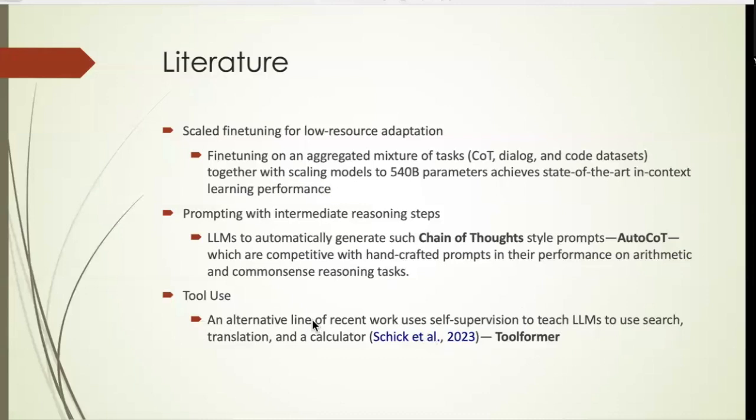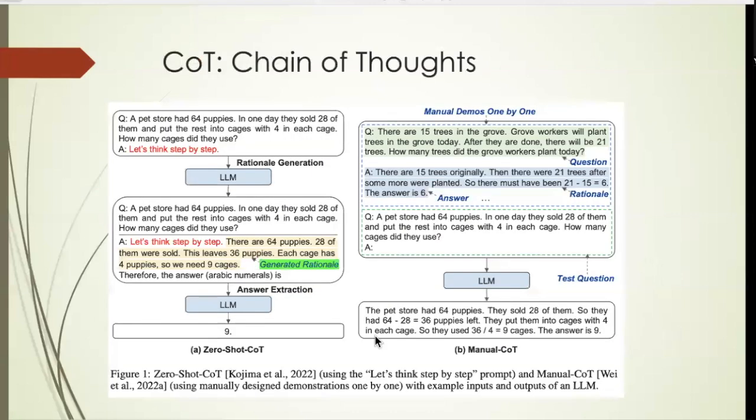So that's the baselines, especially the auto chain of thoughts and the Toolformer. Here is the baseline comparison for the ART paper. And I can briefly talk about the idea of the chain of thoughts, and also the Toolformer paper.